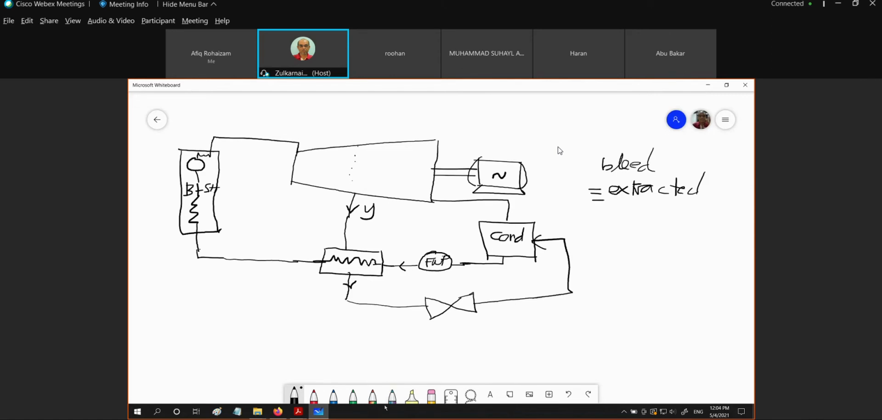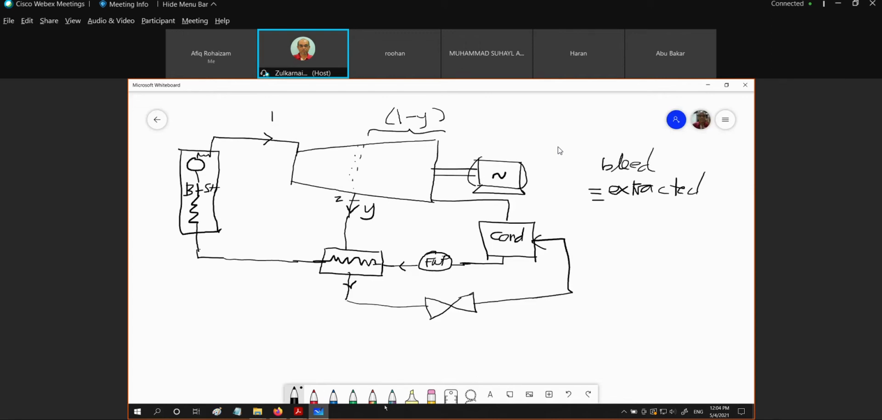Again, from state 1, we have bled steam at state 2, and from this point, the balance of the steam, which is 1 minus Y, will be expanded further in our turbine.